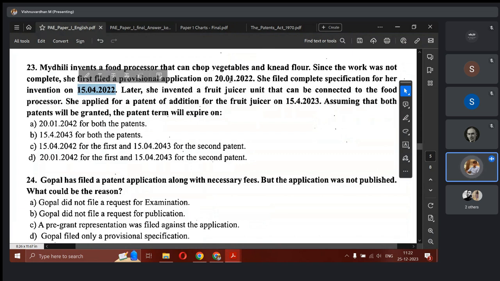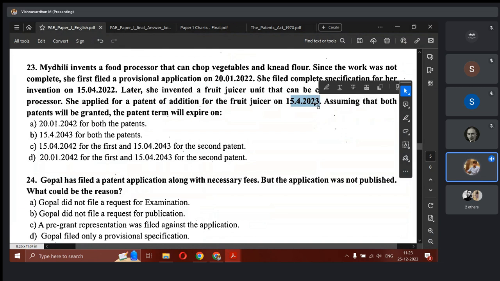So within 12 months, right? Because it happened within 3 months now here. So 12 months is her deadline. She has complied. Later, she invented a fruit juicer unit that can be connected to the food processor. So it's an improvement. So it can be filed as a patent of addition. She applied for a patent of addition under section 54 for the fruit juicer on 15/4/2023.